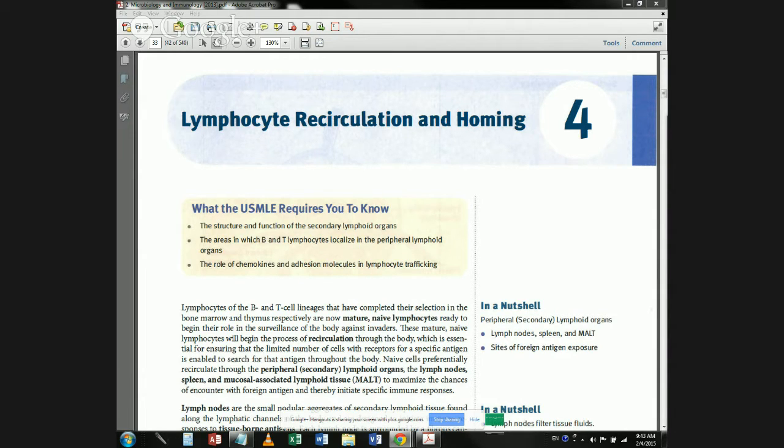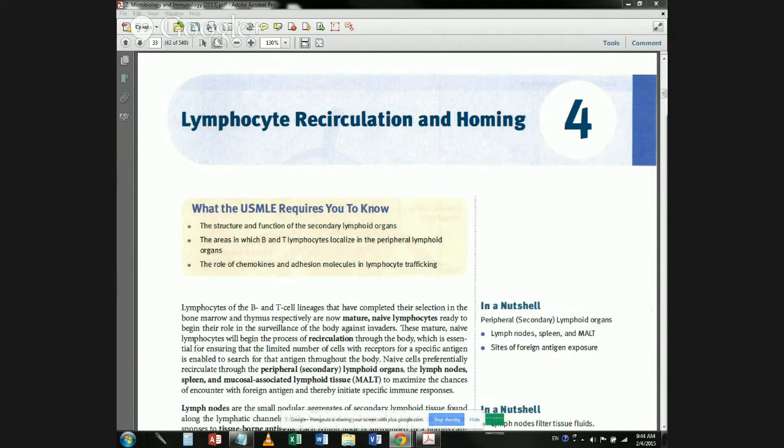So, these naive cells will preferentially recirculate through the peripheral secondary lymphoid organs, which are the lymph nodes, the spleen, and the mucosal associated lymphoid tissue, MALT. And by doing this, they will maximize their chances of encountering a foreign antigen and thus initiate a specific immune response, the adaptive immune system.